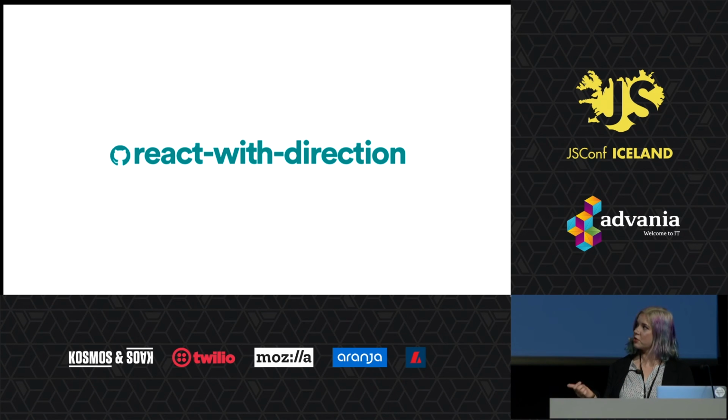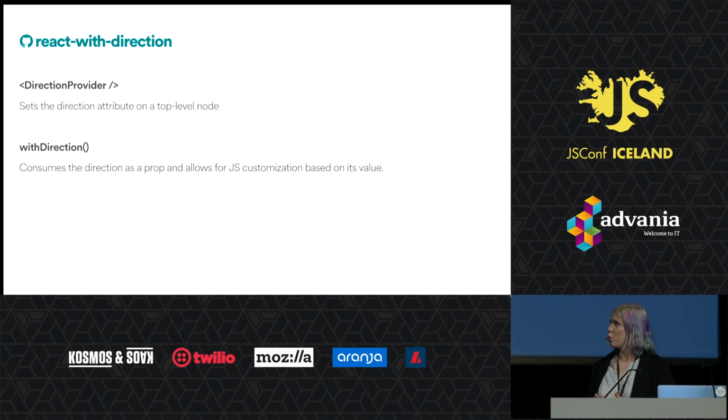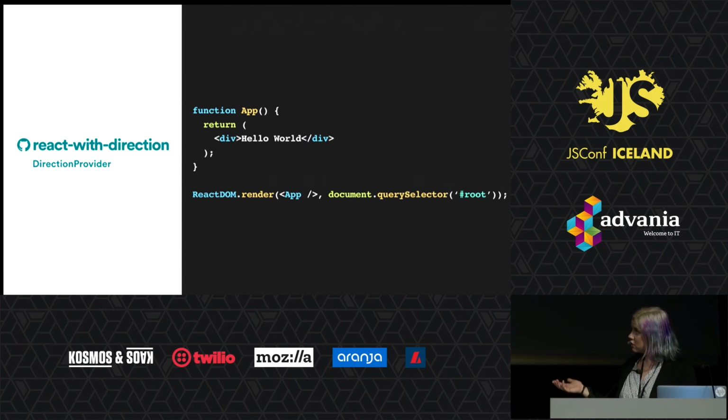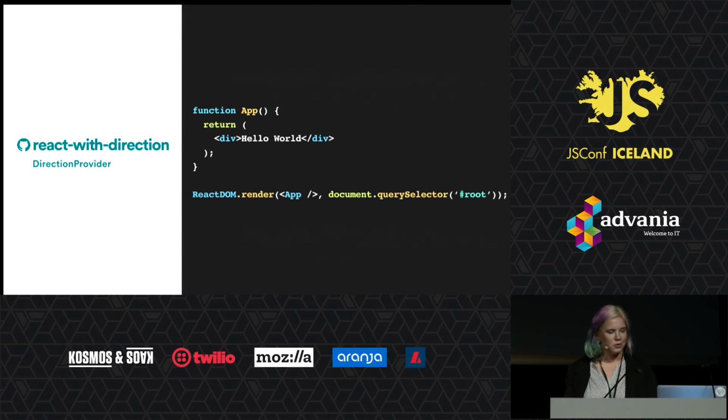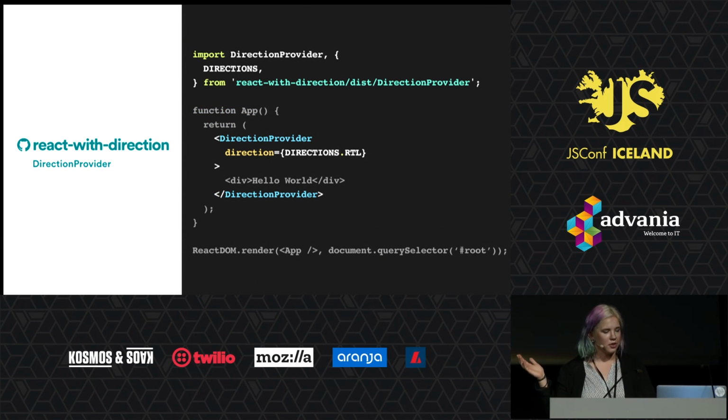The library ships with two main exports: a direction provider, which sets the direction attribute on a top-level node, and a with direction wrapper, which consumes that direction as a prop and sends it down to each of its child components. In action, the direction provider is very simple. If we start with a very basic hello world React app, we'd simply wrap the contents and set the direction to either RTL or LTR.